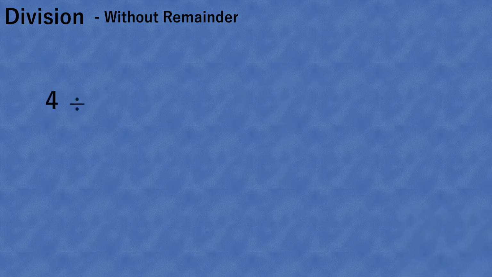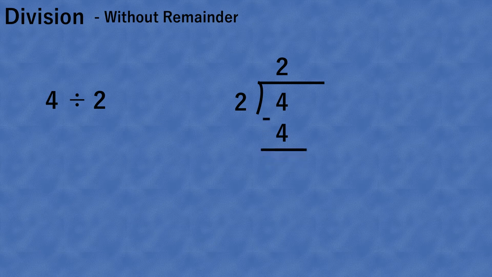The next example is 4 divided by 2. We write it in this form. 4 divided by 2 equals 2, because 2 times 2 equals 4. Subtract them. 4 minus 4 equals 0. So 4 divided by 2 equals 2.